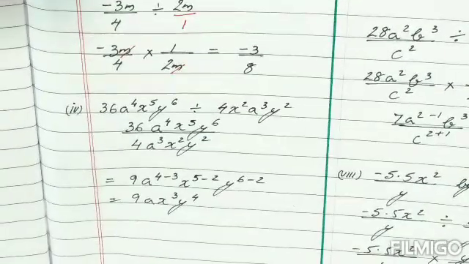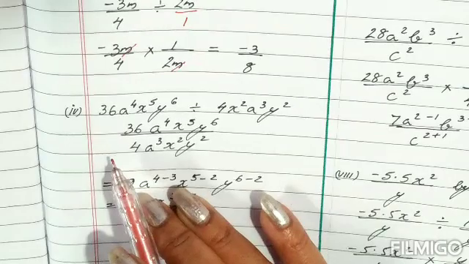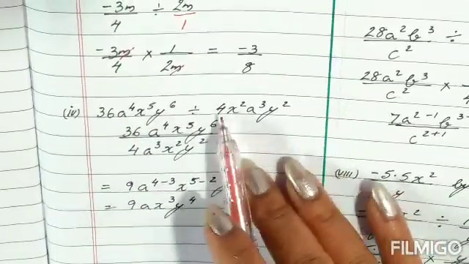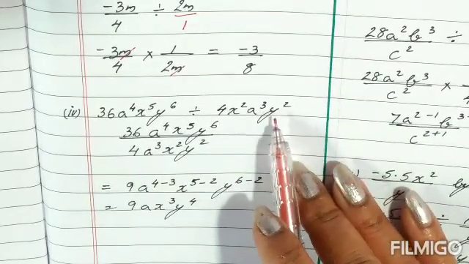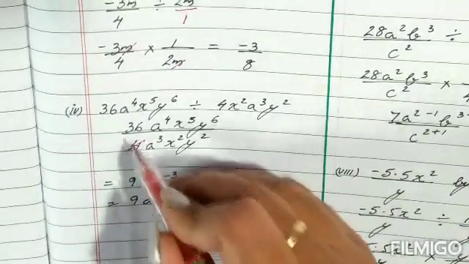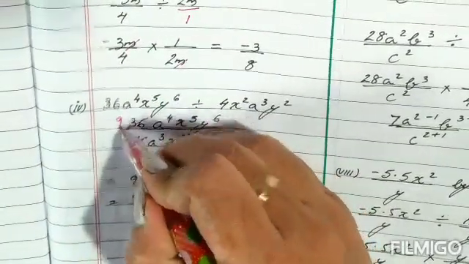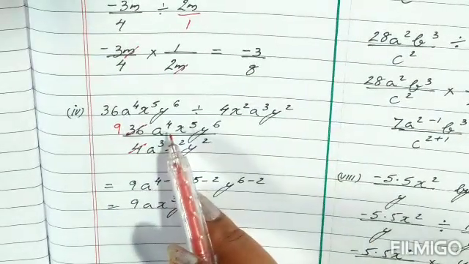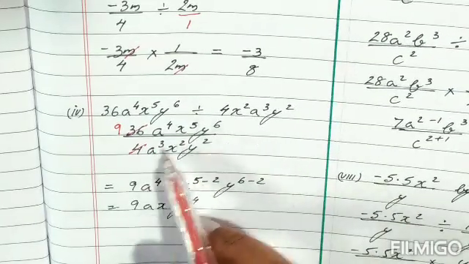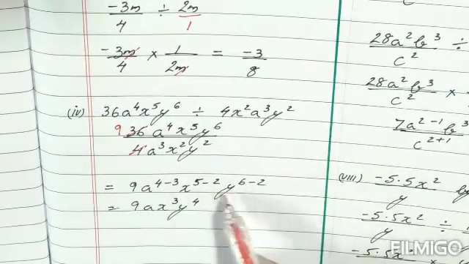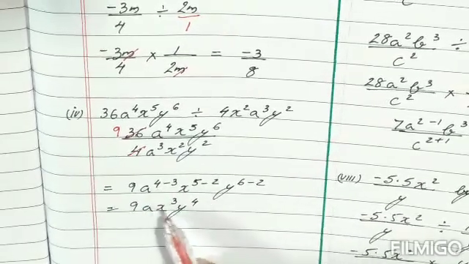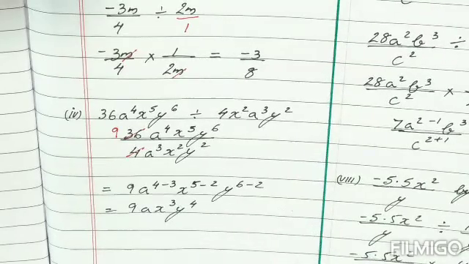Now the next one is the sixth one, children. Sorry, the fourth one I have taken first. 36 a to the power 4 x to the power 5 y to the power 6 divided by 4 x to the power 2 a to the power 3 y to the power 2. First arrange them. Now we start. 4 and 36 can get reduced. 4 9s are 36. Now we have the same variables in the numerator and the denominator, so take the smaller power towards the bigger power. That is how we have arranged, and now reduce it. That means after reduction, after the subtraction part, this becomes the final answer.